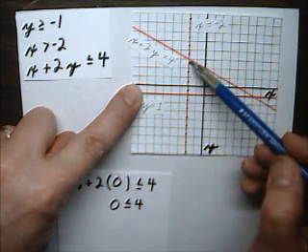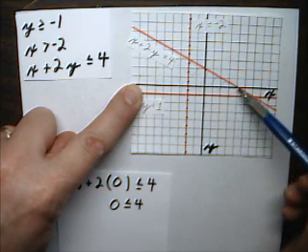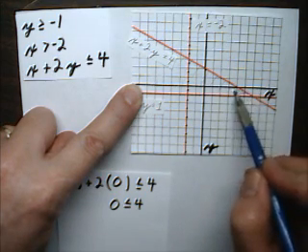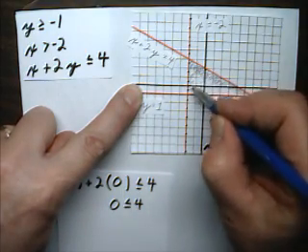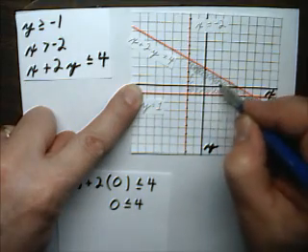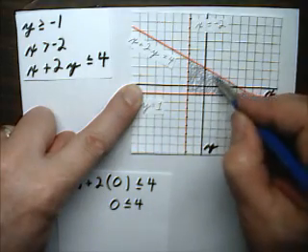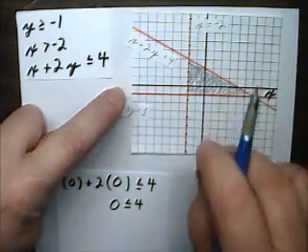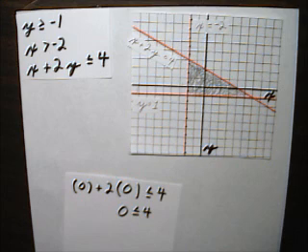So now I'll be shading this side, and now I can see that inside the triangle is where all three intersect. So I just shade inside the triangle. And there I've graphed what I need to. I've shaded the correct place, and the solution is inside of that triangle.